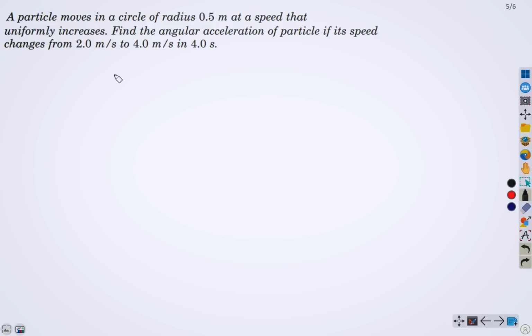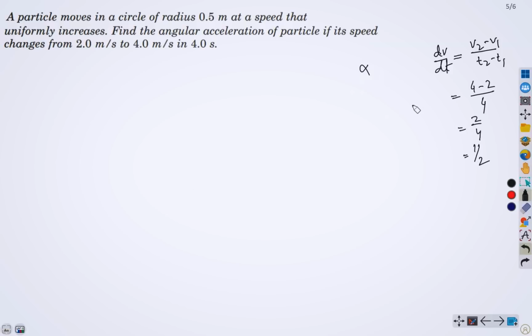Given a particle moves in a circle of radius 0.5 meter at a speed that uniformly increases, find the angular acceleration of the particle if its speed changes from 2 meter per second to 4 meter per second in 4 seconds. Okay, so we have to determine the angular acceleration of the particle, that is alpha. The data given to us is that its speed is changing from 2 to 4 meter per second in 4 seconds. dv/dt is not given directly, but we can compute it. Since the speed changes from 2 to 4, therefore v2 minus v1 upon t2 minus t1. This is 4 minus 2 upon 4. Yes, this gives us 2 by 4 equals half.